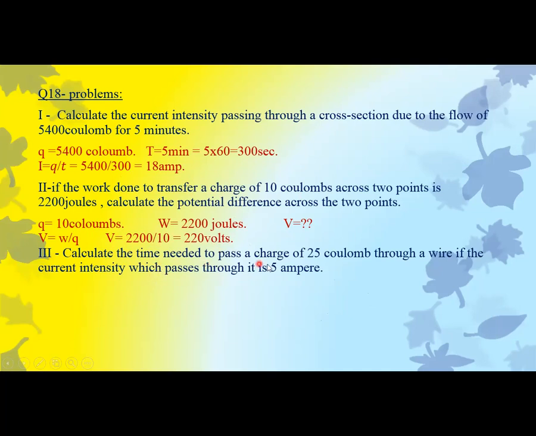Calculate the time needed to pass a charge of 25 coulombs, Q, through a wire. The current intensity is 5 ampere, so I have I, and I have Q. I want the time. The time will be Q over I. Q divided by I, 25 by 5, equals 5 seconds.